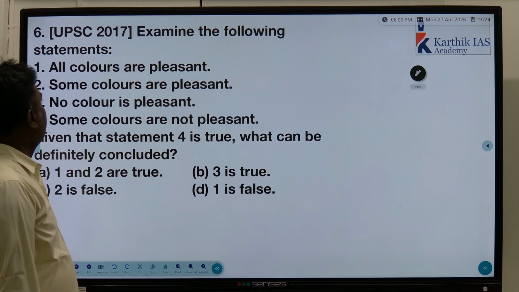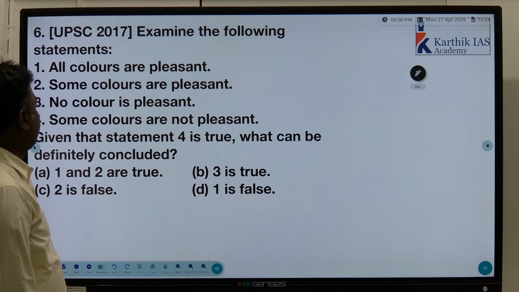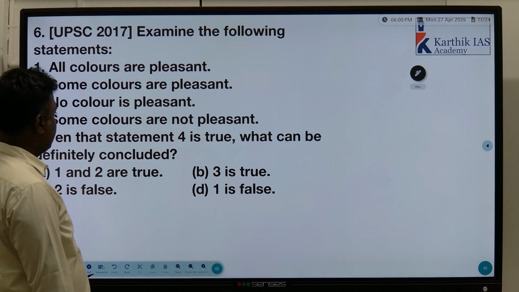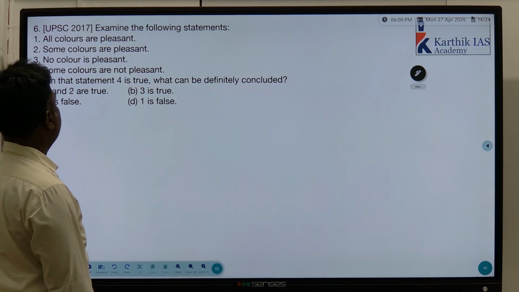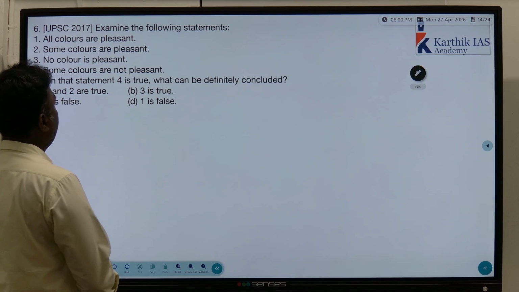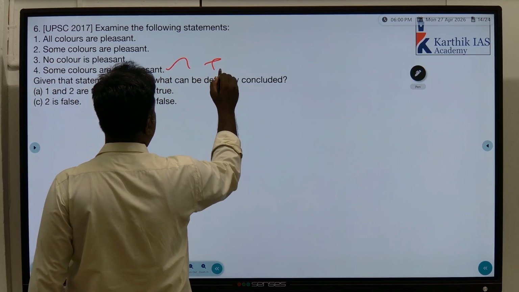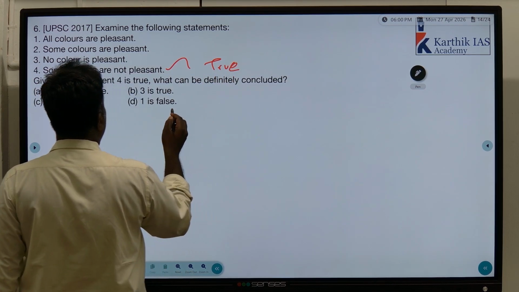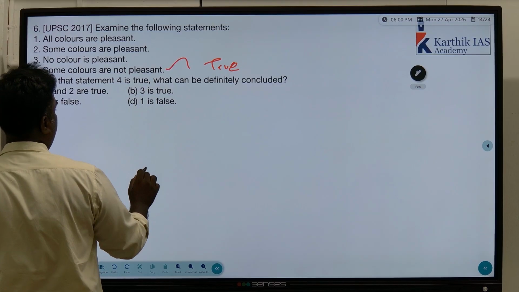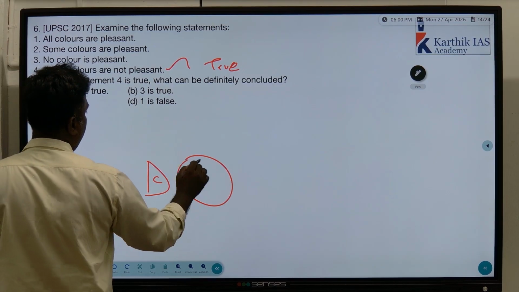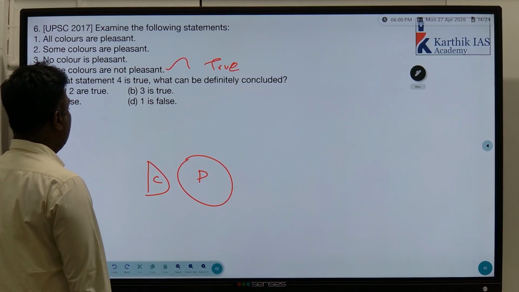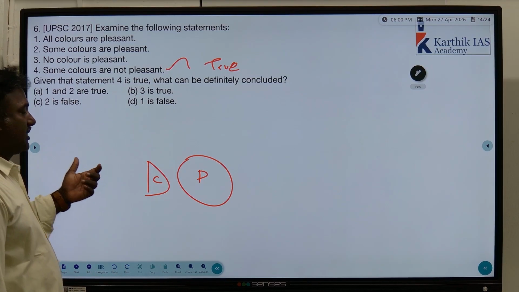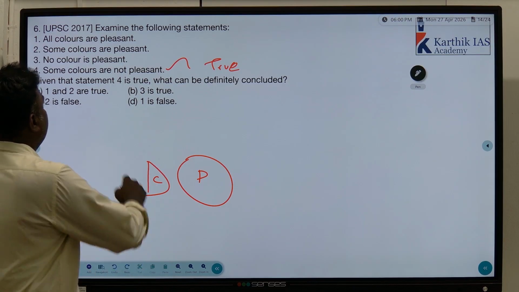Clear? All the colors are pleasant. Some colors are pleasant. No color is pleasant. Some colors are not pleasant. So here what they are asking is, if statement 4 is true, which conclusion is definitely not true? Some colors are not pleasant means colors are not pleasant. Understand? No color is pleasant, we can't say because remaining colors may be pleasant. So this we can't say.